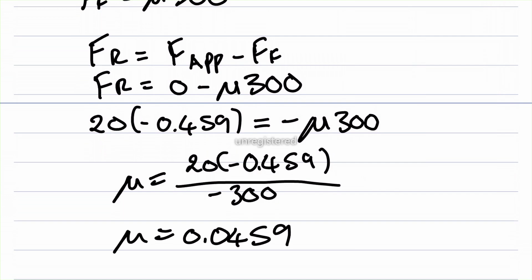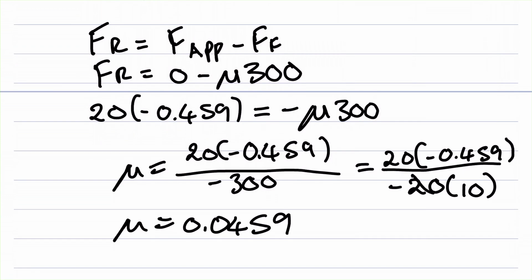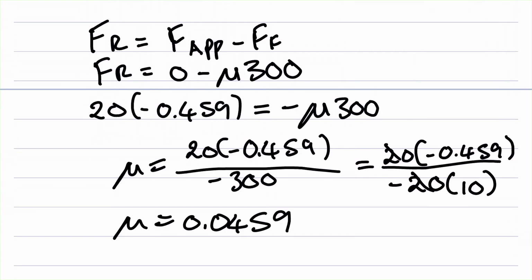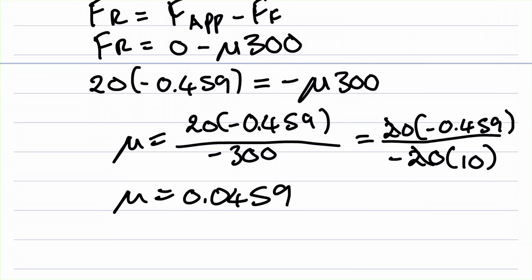Why is it the same? Because it's almost the same, because as you know, this 300 was made up of the 20 and the 10. That's 20 times negative 0.9, so this 20 should cancel, and I'm just dividing by negative 10. By dividing by 10, I move the decimal place. So I end up with almost the same answer, just moved by one decimal place. So that's my coefficient of friction and my final answer. That's how you would solve a question that has frictional force and coefficient of friction involved.